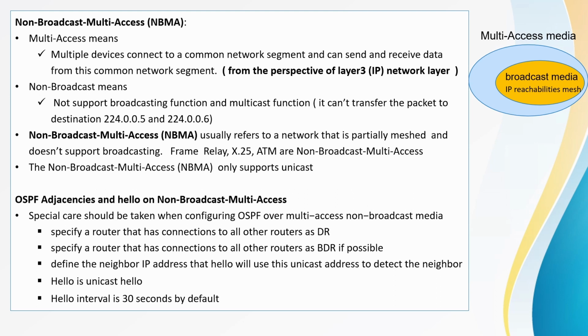Define the neighbor IP address. Hello will use this unicast IP address to detect the neighbor. So hello is a unicast hello. Hello interval is 30 seconds by default.